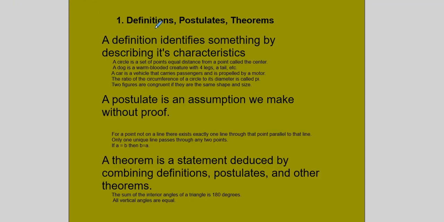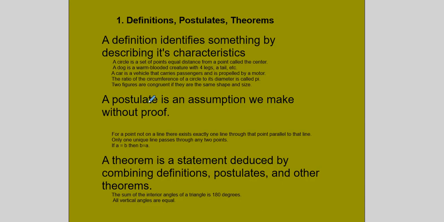Okay, so definitions, postulates, and theorems. A definition identifies something by describing its characteristics. For example, a circle is described as a set of points equal distance from a point called the center. A dog is a warm-blooded creature with 4 legs, a tail, etc. So the definition describes what something is. A car is a vehicle that carries passengers and is propelled by a motor. The ratio of the circumference of a circle to its diameter is called pi. Two figures are congruent if they are the same shape and size. These are definitions. They describe something.